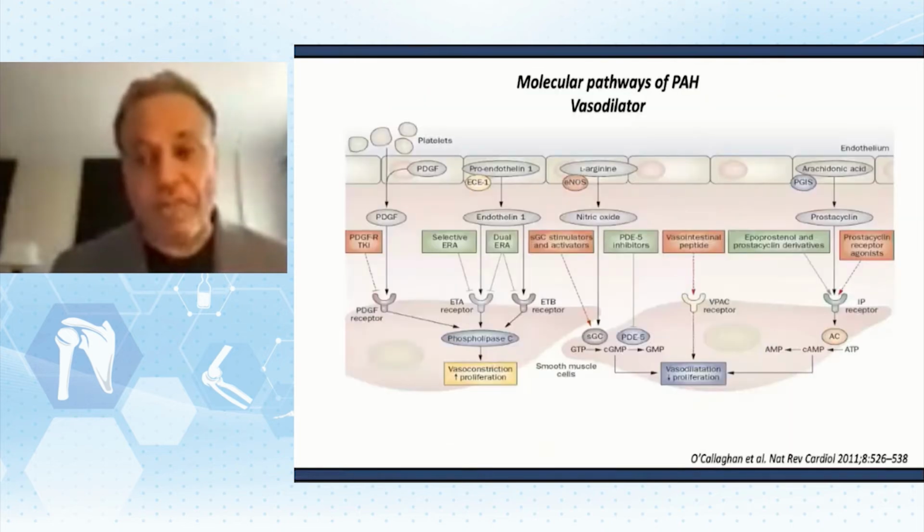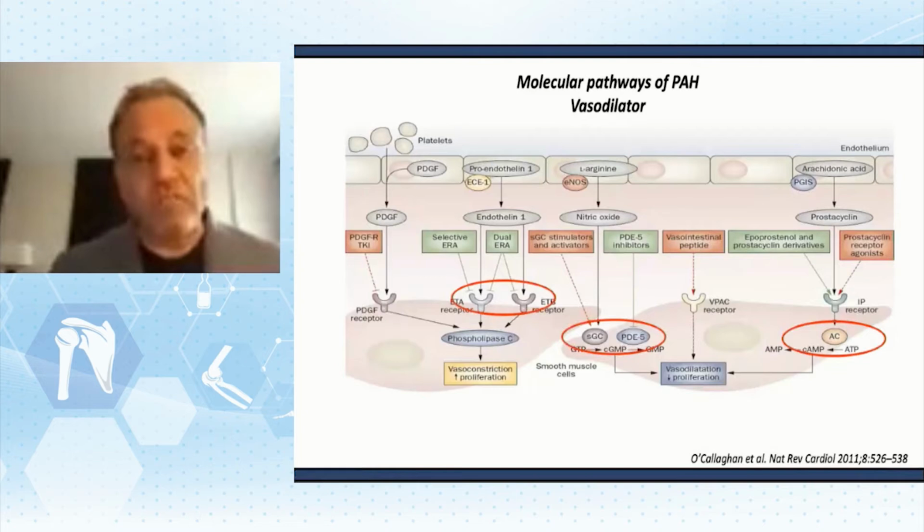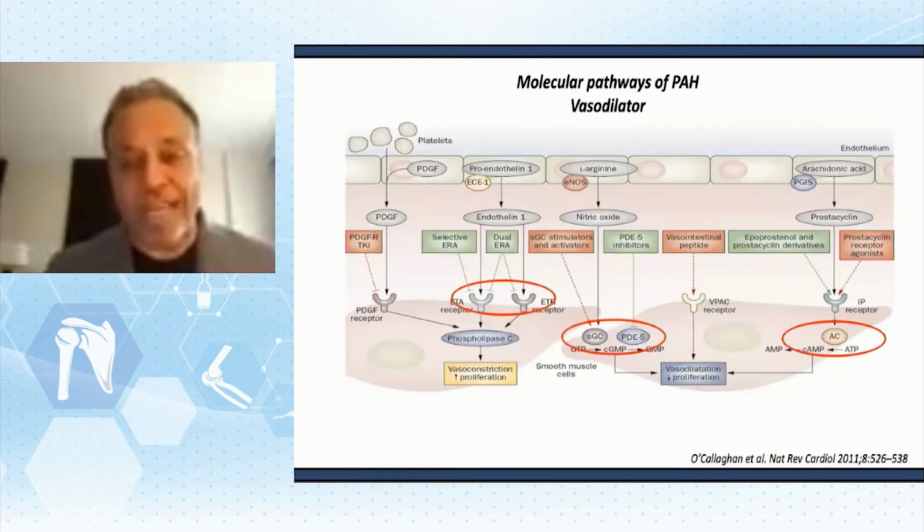And now when you look at the available treatments to deal with pulmonary arterial hypertension, including CTD pulmonary arterial hypertension, we have three signals that we are now targeting with our treatment. So we have the prostacyclin pathway that works on the accumulation of cyclic AMP, which has very potent vasodilatation, reduction in proliferation, and anticoagulant properties.